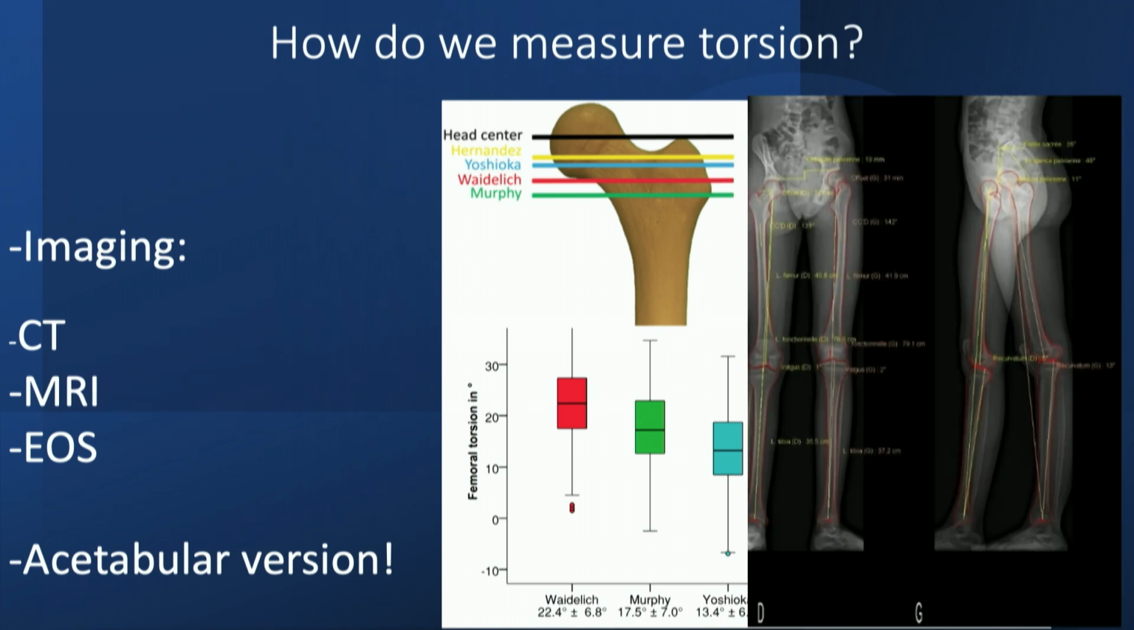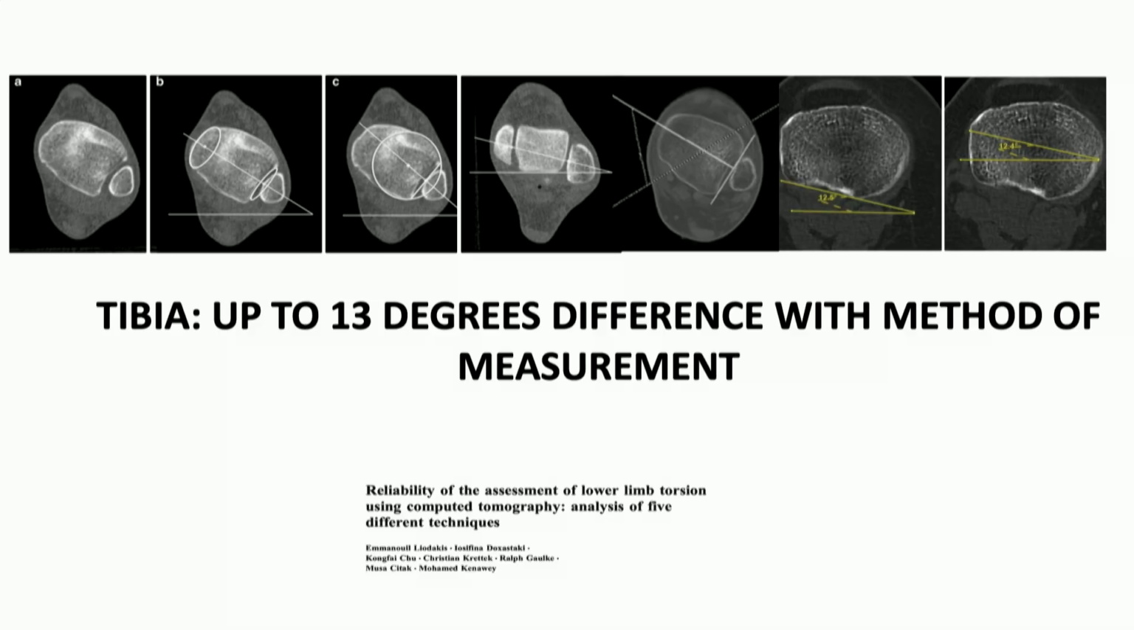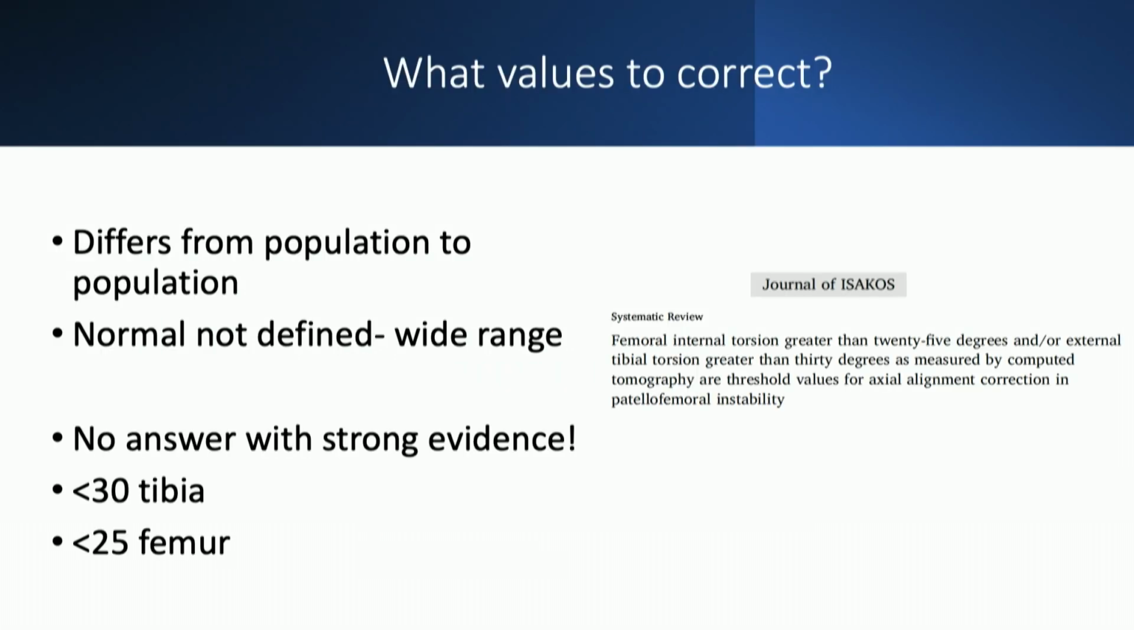EOS has the advantage of low levels of radiation, assessing other deformities, and we might see MRI take over how we measure torsion. But also remember that we've not even talked about the acetabular version here, which also has an impact on your alignment. And the same is true when we're measuring tibial torsion as well as femoral torsion. The differences that you see with how you draw your lines, and that's assuming your lines have been done correctly, are quite dramatic. So bear that in mind.